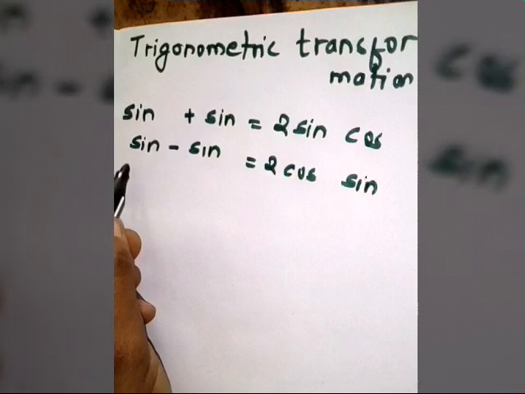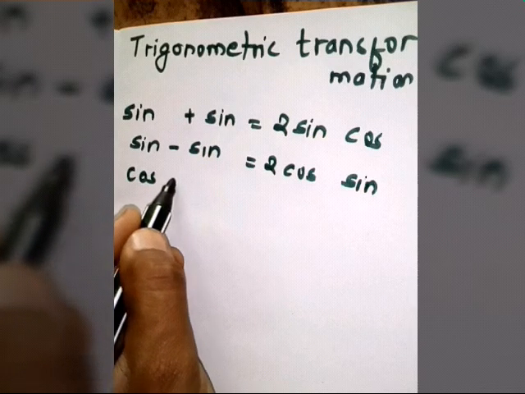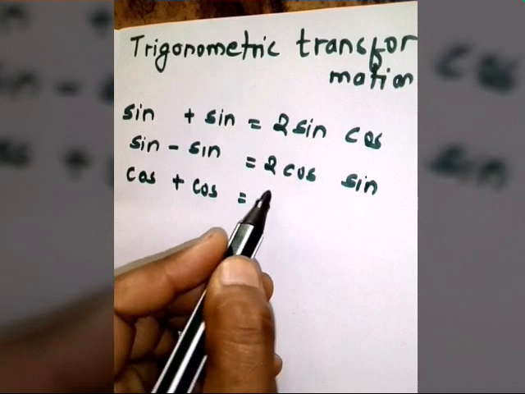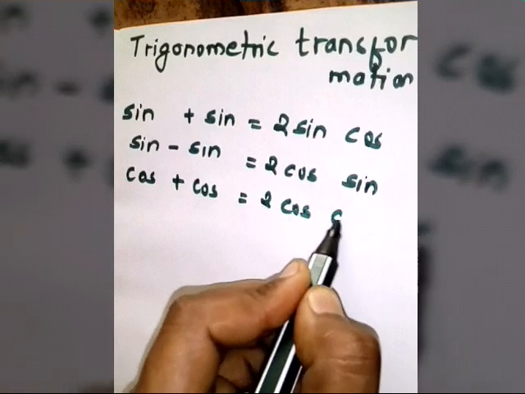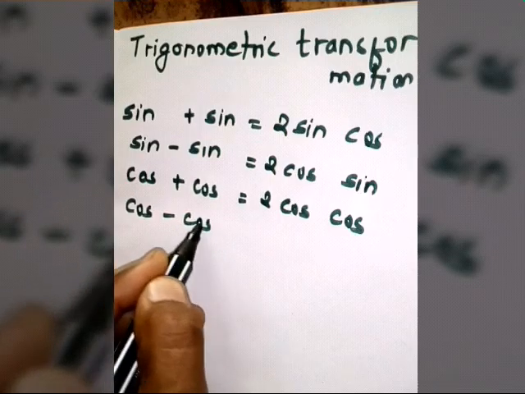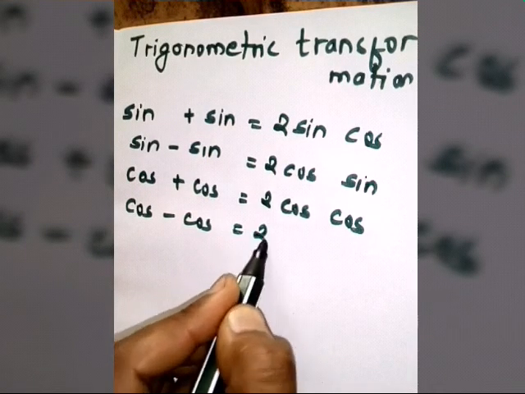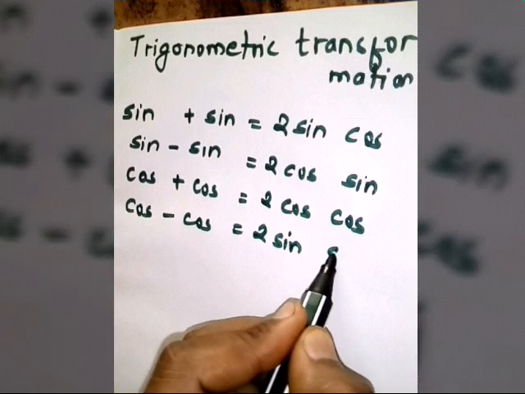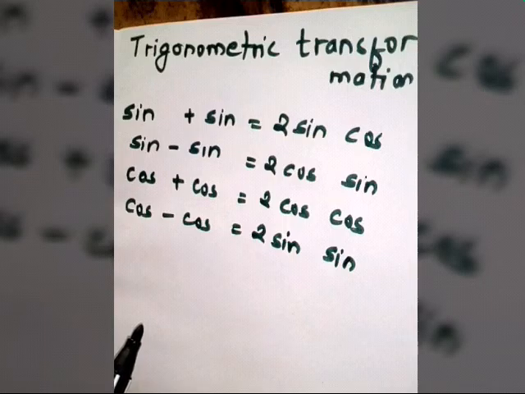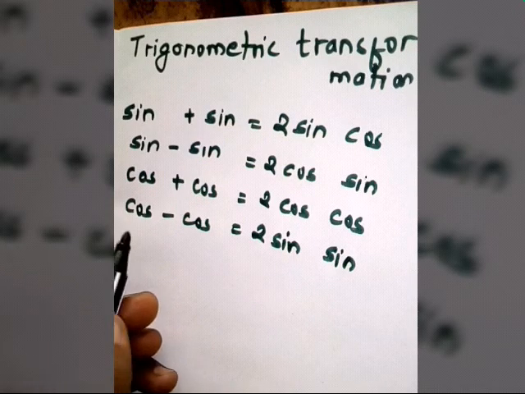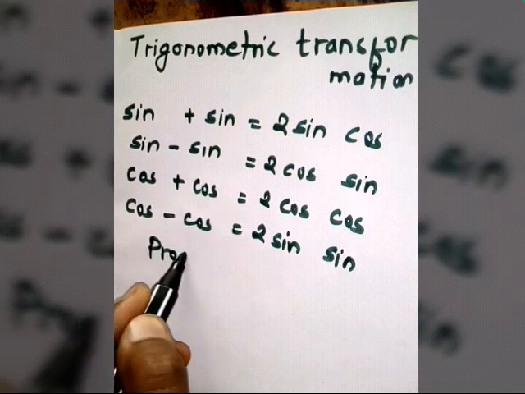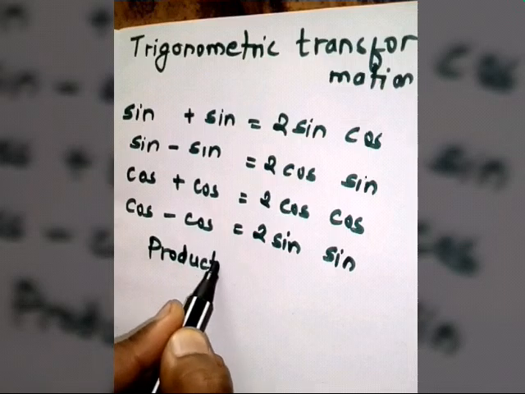Okay, similarly if we have cos plus cos, you get cos and cos, so that is 2 cos into cos. Now if we have cos minus cos, I think you can definitely guess this will be 2 sine into sine. Now, how is this useful? We have two kinds of formula, and I would like to talk about them. The first transformation is about transformation in product. So we have to talk about the transformation in product.